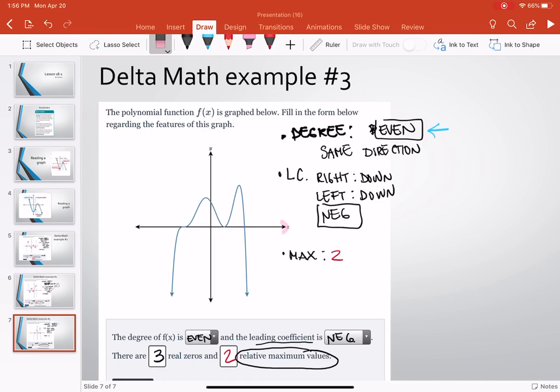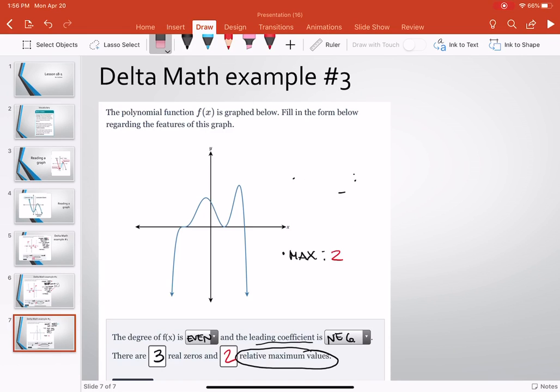So this is what you're going to need to know in order to do your Delta Math. Okay, your assignment for today is to copy down the notes, and then you have a homework assignment, which is to complete 5 questions on the Delta Math.